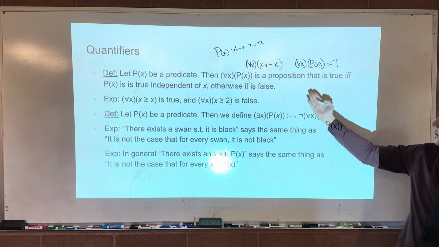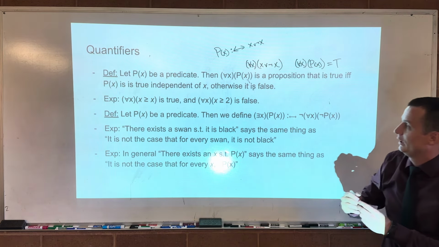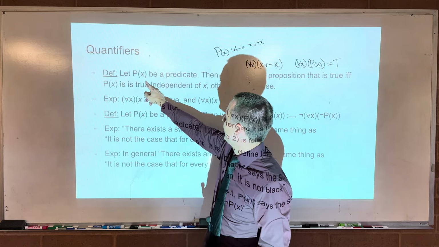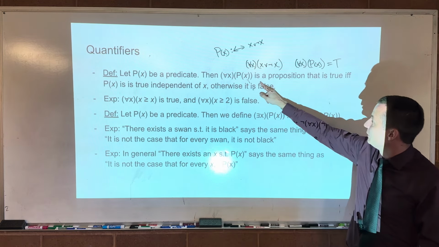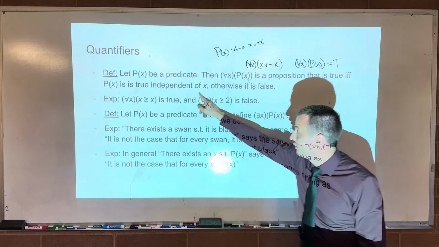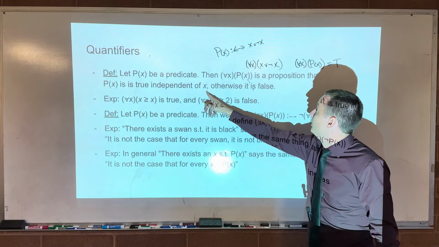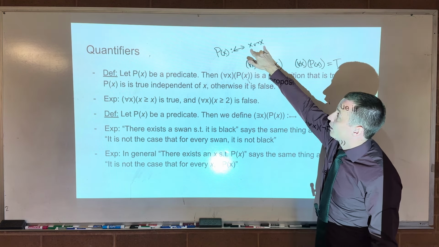How do we know? Because it doesn't matter what x I plug in there, it always spits out true. That's what we're saying. Let P of x be a predicate. Then for all x, P of x is a proposition that is true if and only if P of x is true independent of x. For any x you choose, P of x is always true.